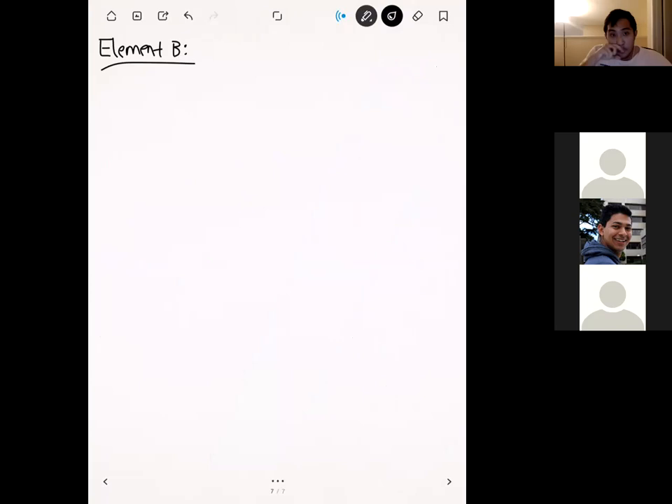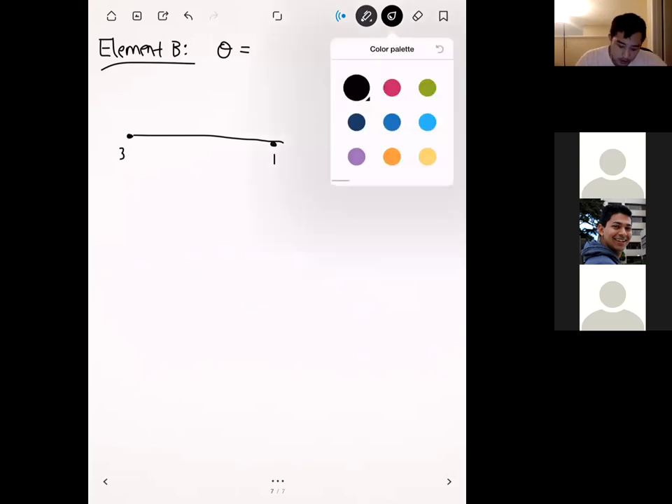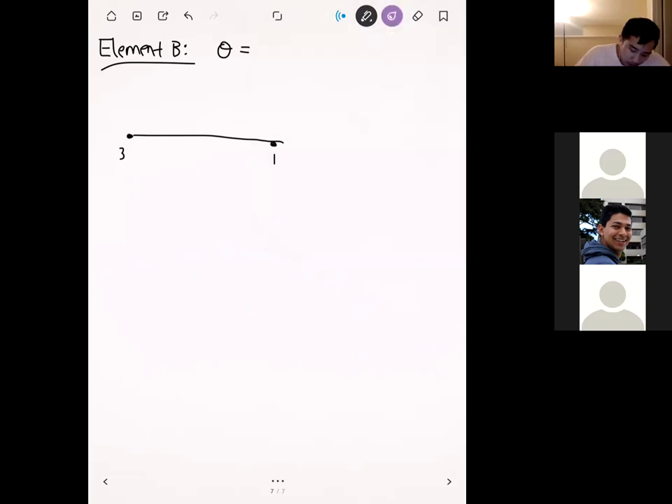All right, and so just like for element A, we're going to write out the angle for this. We're going to do the same thing, so we're going to write out the element here. If we take out element B from its environment, we have something that looks like this. We have element 1 on the right-hand side and element 3 on the right. Once again, if we draw an arrow going from node 1 up to node 3, we can see that this arrow is going to the left.